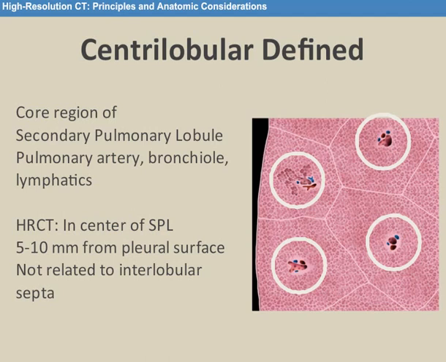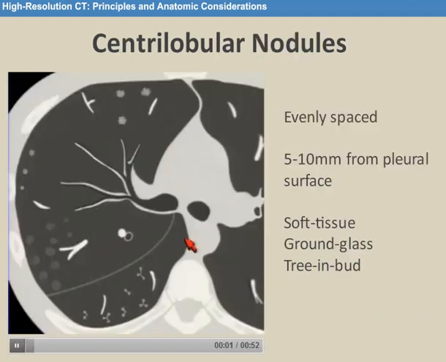So in high res, we're going to look for the things that occur in the center of the lobule. They're not going to touch the pleural surface. They're going to be some distance from it, 5 to 10 millimeters, and they're not going to be related to these interlobular septa. So here's an illustration I've had done just to show you how you can try to understand these. I think at first glance you might say, well, those look like random nodules to me. How can you call those centrilobular?